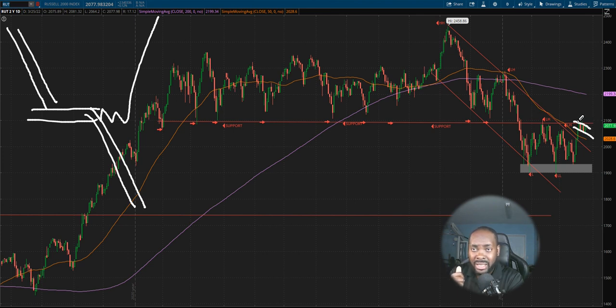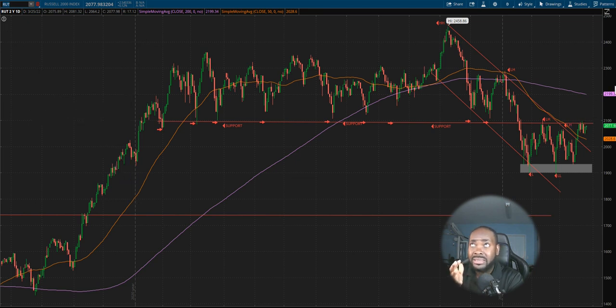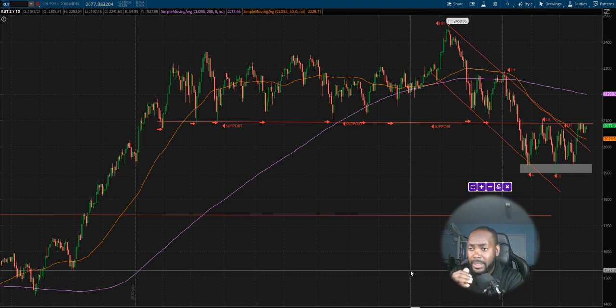If we break above this 2077 level, then I'm looking to see this thing come back up into testing its 200 simple moving average. All right, so guys, this is what I'm looking at for this week.